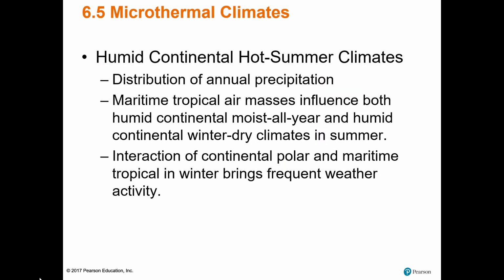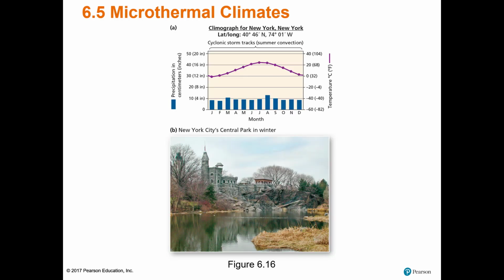Moving on to humid continental hot summer climates, there's a distribution of annual precipitation that's fairly even. There are maritime tropical air masses that influence both humid continental moist all year and humid continental winter dry climates in the summer. In this part of the world, you experience interaction of continental polar and maritime tropical in the winter, and this brings frequent weather activity. So here's a climograph for New York, New York, and there is a pretty consistent amount of precipitation throughout the year.